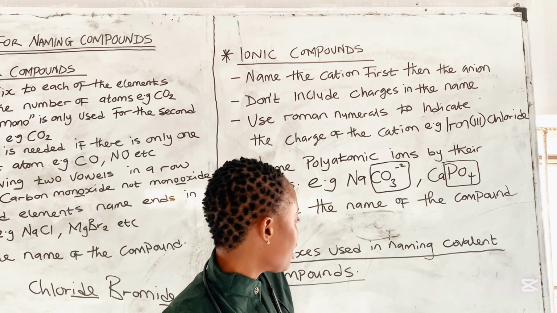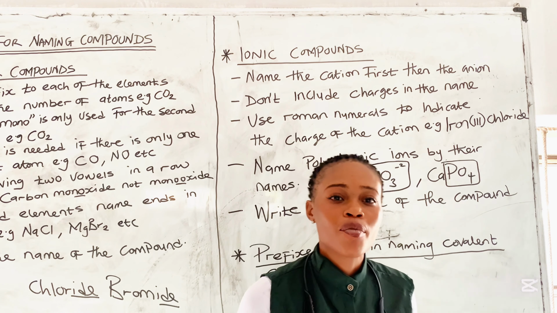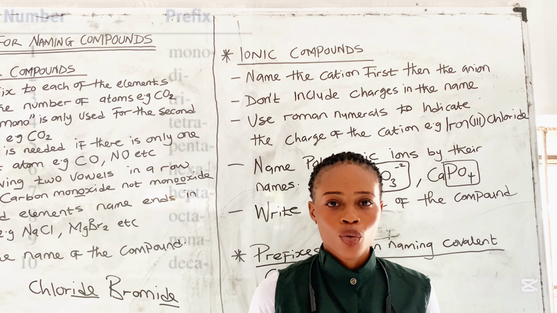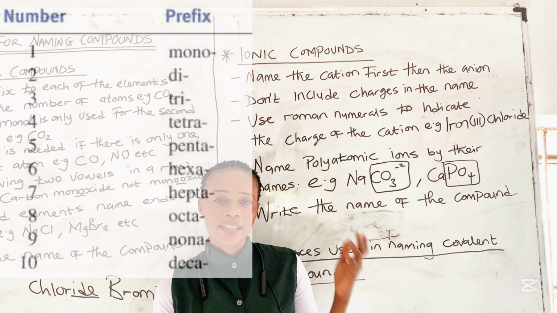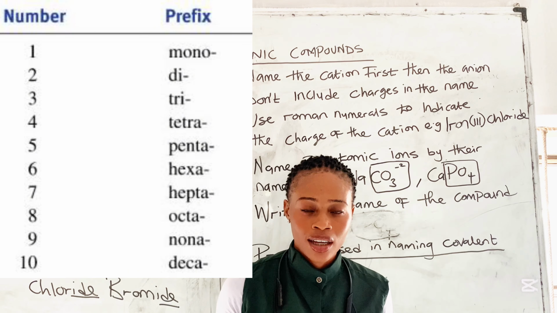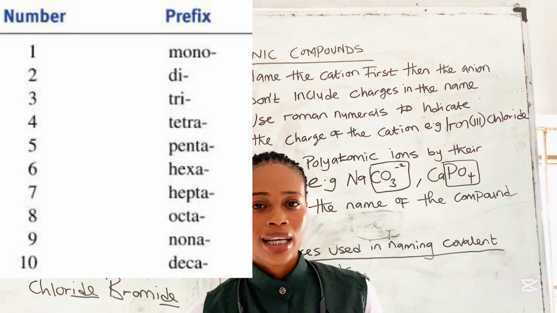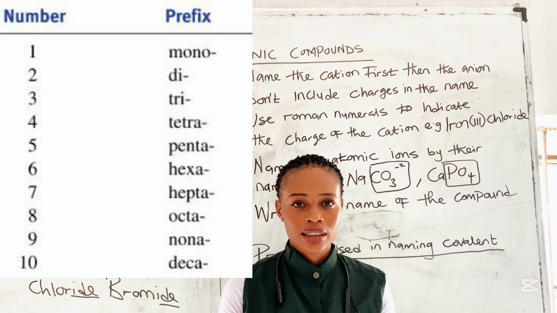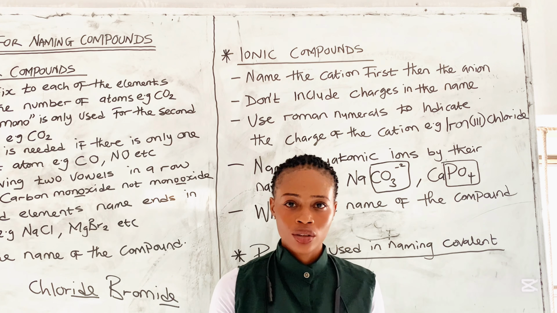But before we conclude this lesson, prefixes used in naming covalent compounds. What are these prefixes that we've been talking about previously? We have mono, which is 1; di, 2; tri, 3; tetra, 4; penta, 5; hexa, 6; hepta, 7; octa, 8; nona, 9; and deca, which is 10. These are the prefixes used to indicate the number of atoms of an element in a compound.